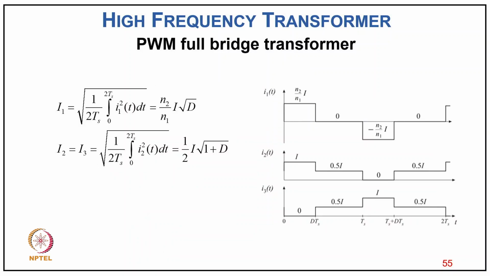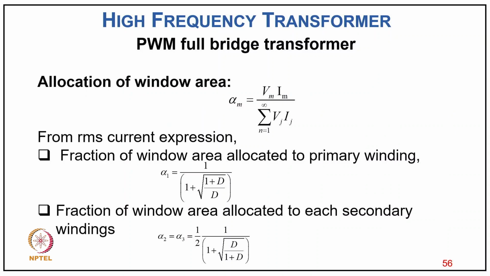So, now you can find out from the waveform the RMS value that comes n2 upon n1 into I under root d, and I2 equal to I3 under root 1 upon 2 Ts, integral 0 to 2s I2 square, or half I under root bracket 1 plus d. These are typical RMS currents from the waveform which is shown here, and then an allocation of window area alpha m equal to Vm Im, n equal to 1 to infinity.